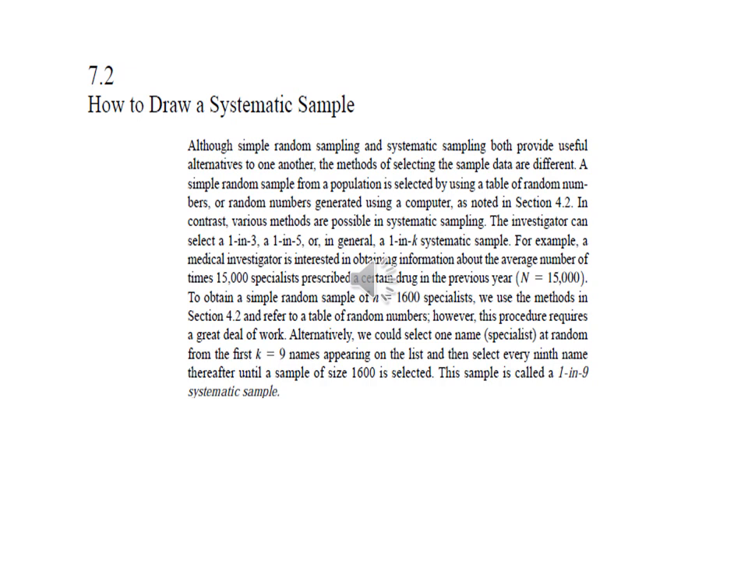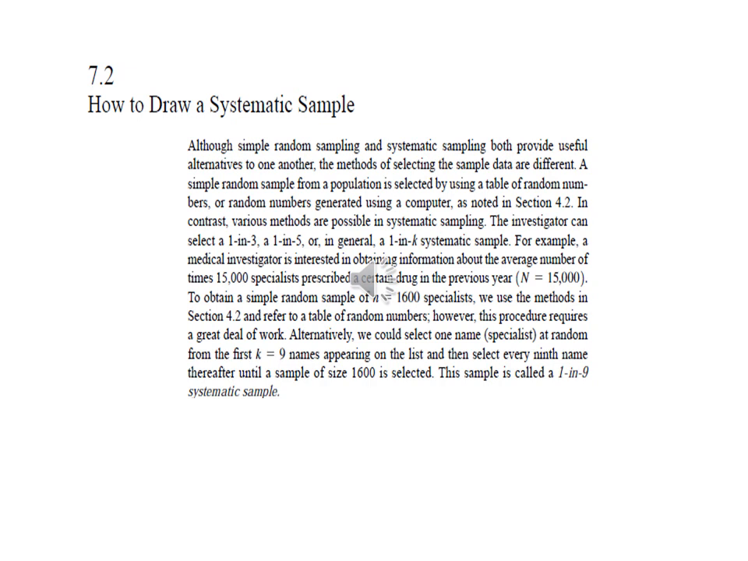The investigator can select a 1 in 3, a 1 in 4, or in general a 1 in k systematic sample. For example, a medical investigator is interested in obtaining information about the average number of times 15,000 specialists prescribed a certain drug in the previous year. Here, capital N equals 15,000.